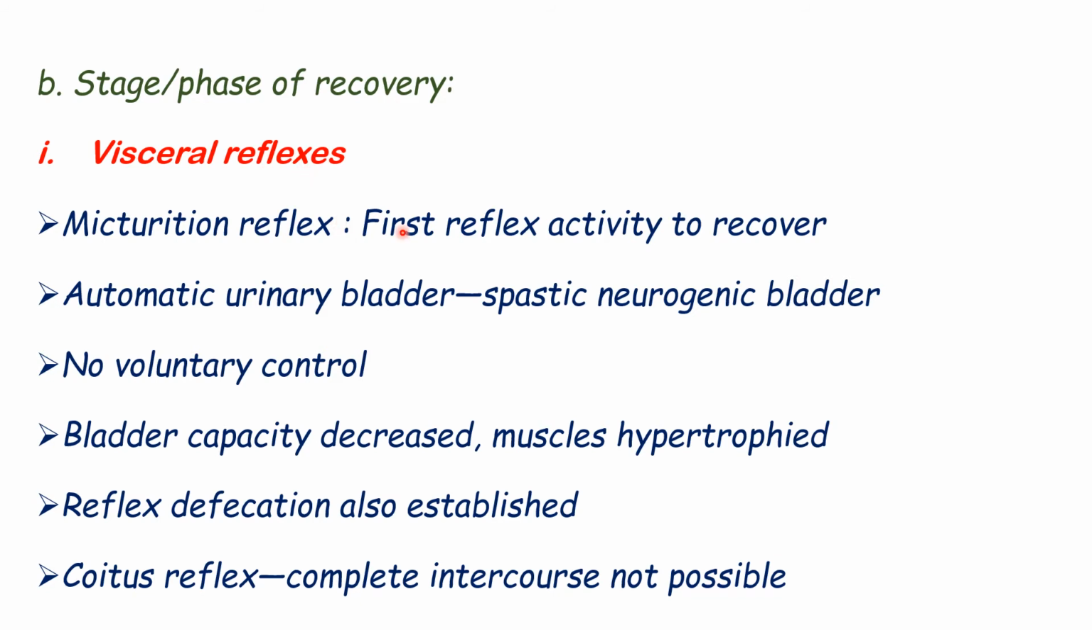The first visceral reflex activity to recover is the micturition reflex. The urinary bladder becomes automatic, and such a bladder is called a spastic neurogenic bladder. But here there is no voluntary control. When the bladder becomes full, it evacuates, but there is no voluntary control.